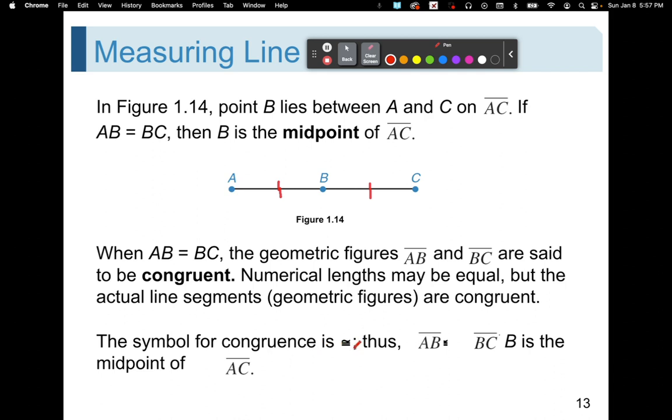Notice the symbol for congruence is this one right here. It's like an equal sign with a little squiggle on top. I apologize, I didn't notice that this is kind of messed up, but we got the idea here that those are symbols and our labels.